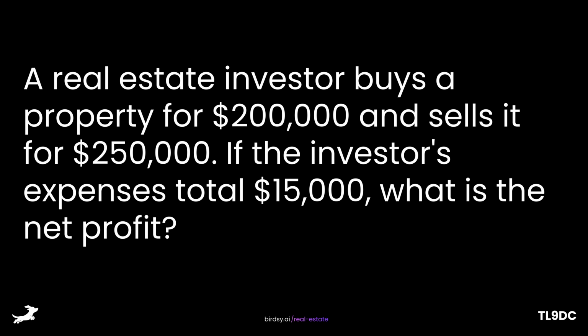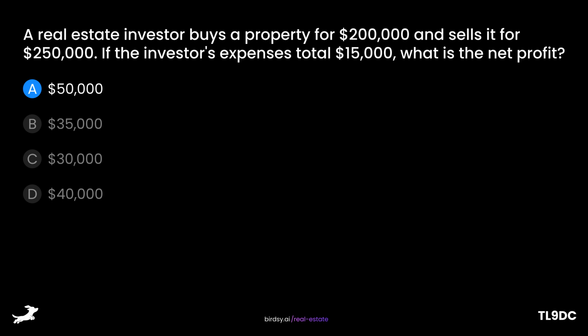A real estate investor buys a property for $200,000 and sells it for $250,000. If the investor's expenses total $15,000, what is the net profit? Is it A, $50,000, B, $35,000, C, $30,000, or D, $40,000? The answer is B, $35,000.